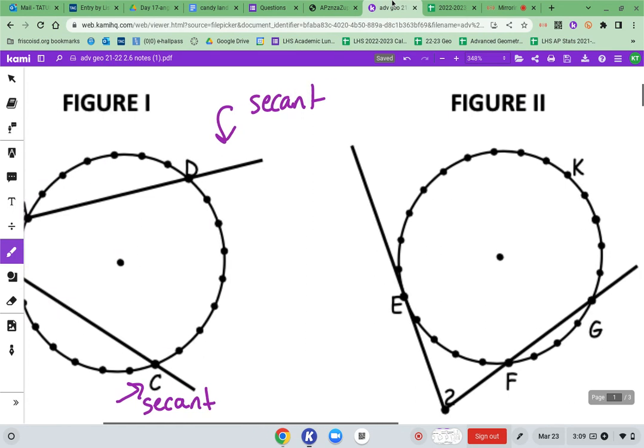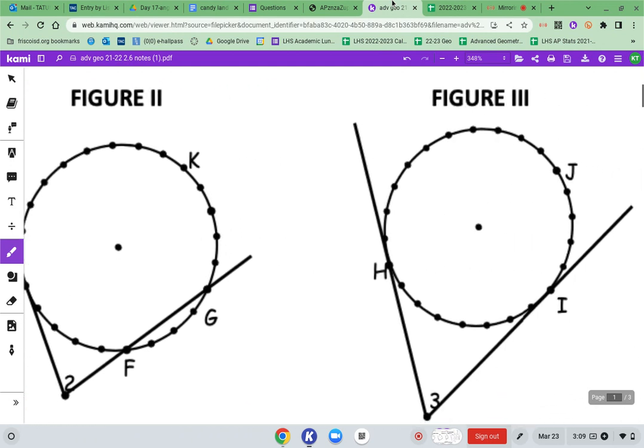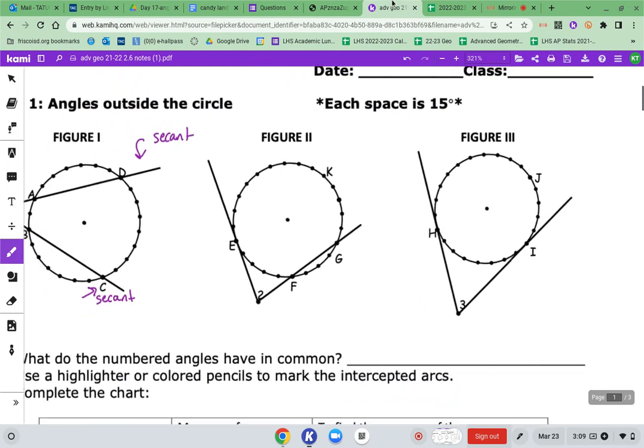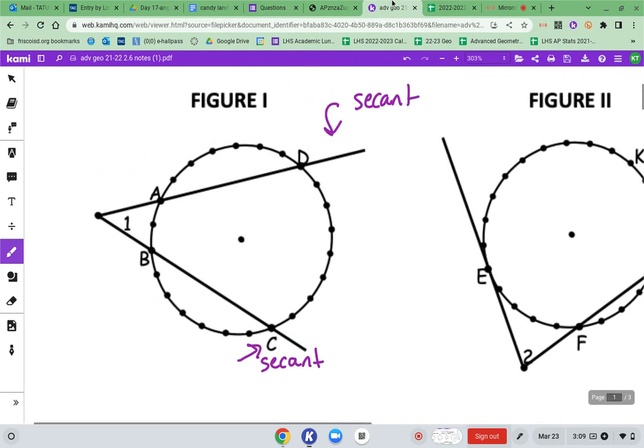In figure 2, angle 2 is also outside the circle, but it's only made by one secant line and one tangent line. So the one on the left is the tangent, the one on the right is the secant. And then in figure 3, it's made by two tangent lines, okay? So angles outside the circle can be made by secants or tangents or both. So when we have an angle outside of a circle, that means that it actually intercepts two different arcs.